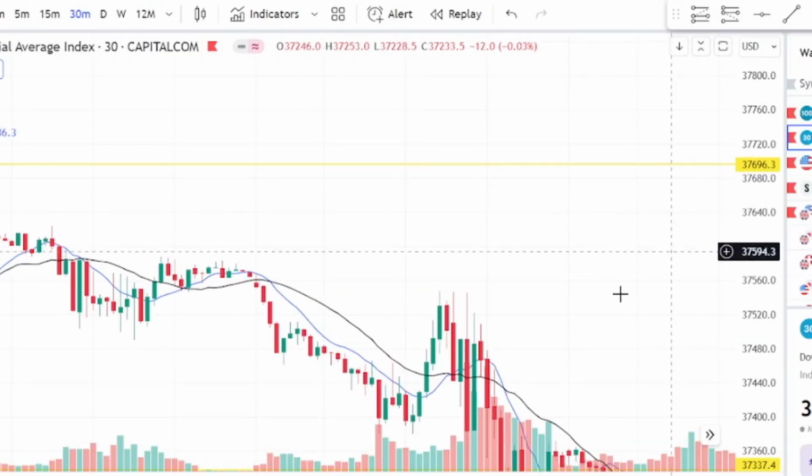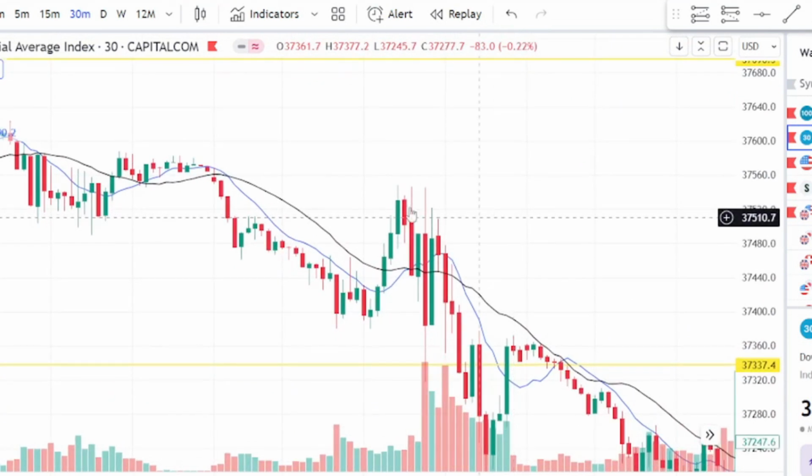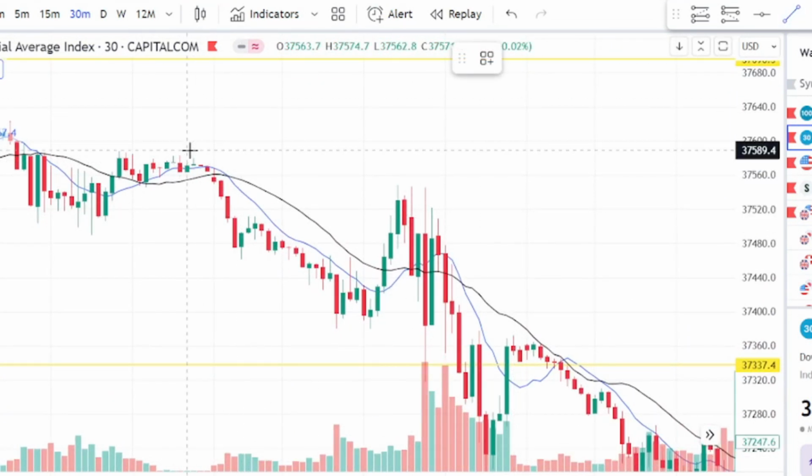a line showing the 20 candles or the 10 candles that have passed over time.